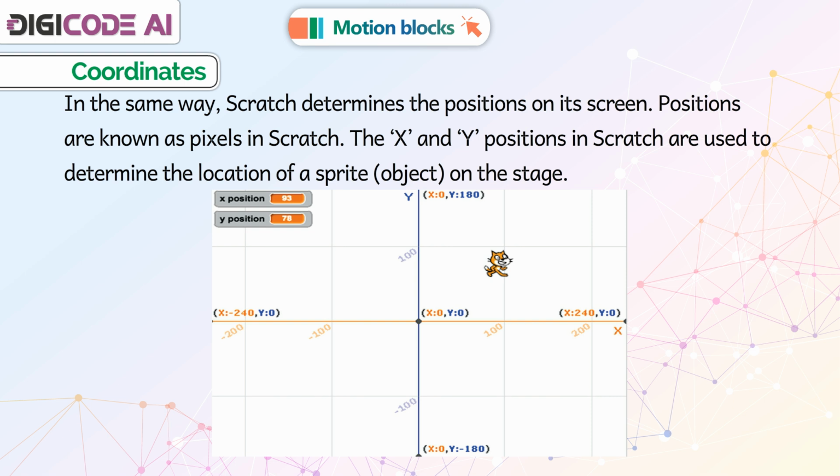In the same way, Scratch determines the positions on its screen. Positions are known as pixels in Scratch. The x and y positions in Scratch are used to determine the location of a sprite or object on the stage.